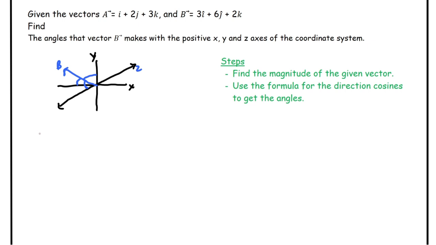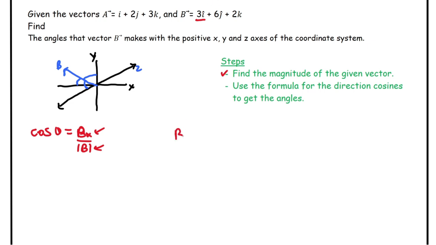The formula is cos theta is equal to, in this case, this is vector b, bx over the magnitude of the vector b. Now, what's bx? Bx is the magnitude of the x component of this vector. So in this case, it has to be 3. Now, the magnitude of b we do not have, but we can find it. That's why the first step of this procedure is to find the magnitude of the vector b.